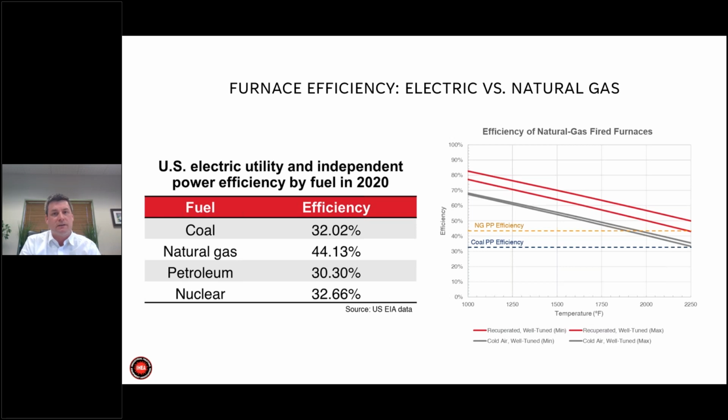Going to electric furnaces sometimes isn't a good idea, because furnaces can burn natural gas much more efficiently in general than electric power producers can produce electricity. And that chart there kind of shows that if you're using cold combustion air, the crossover temperature is about 1800, 1850 degrees, where electric starts becoming the preferred method. However, if you use recuperation, you're not going to see a benefit or reduction in carbon footprint using electric power until you get to about 2250 degrees or more, which is really high temperature for most thermal processes.